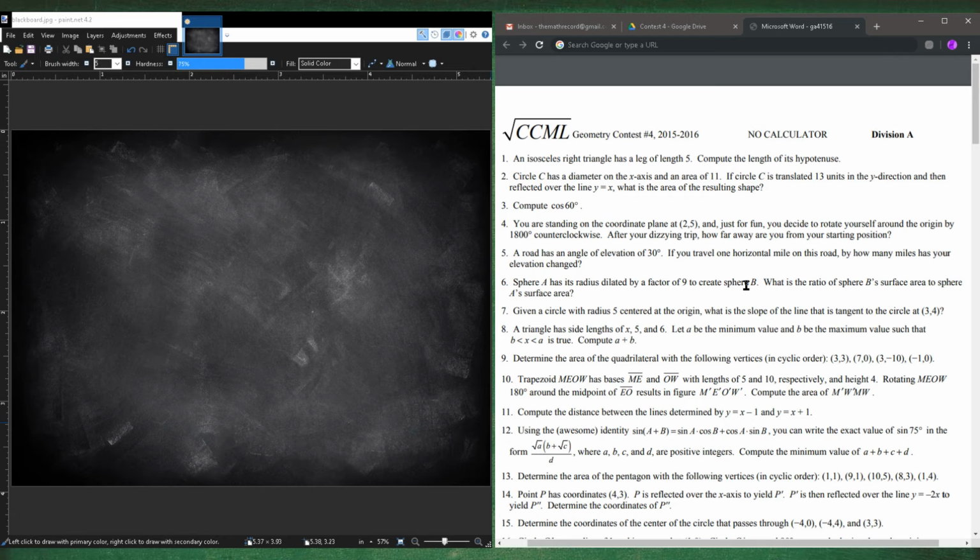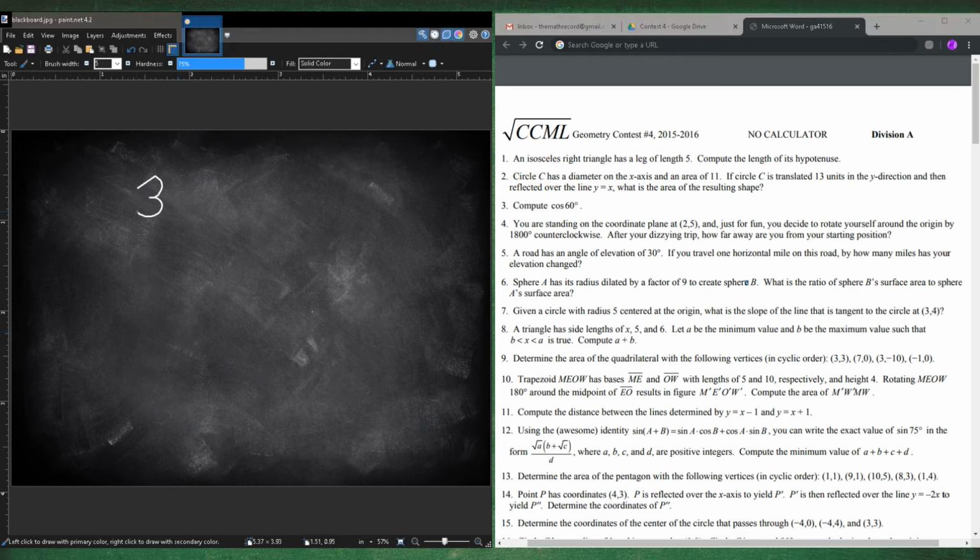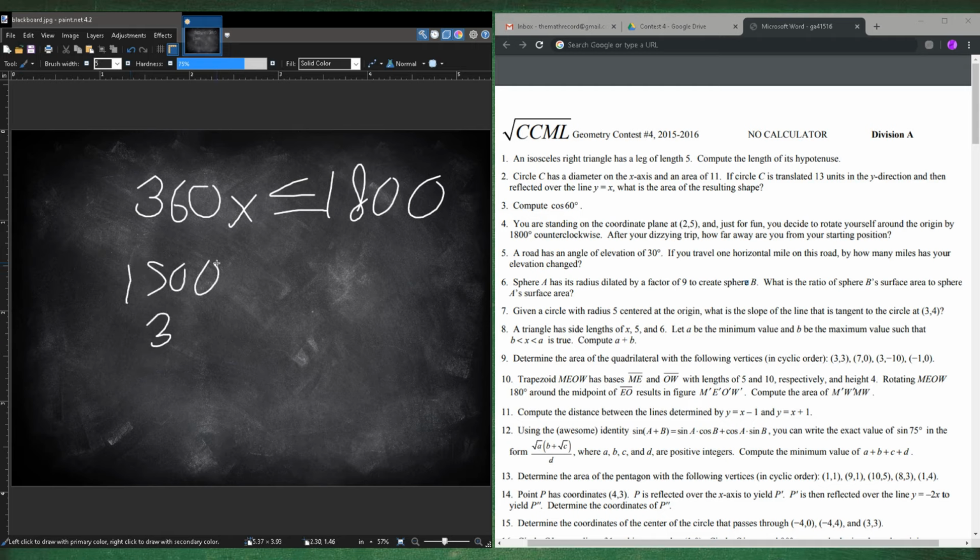You're standing on the coordinate plane at (2, 5), and just for fun, you decide to rotate yourself around the origin by 1,800 degrees counterclockwise. After your dizzy trip, how far are you from the starting position? We need to know how many times you're rotating around, because 360 is a whole circle. So what multiple of 360 is less than or equal to 1,800? If x is equal to 5, that's 1,500 plus 300, so that's 1,800. So you basically just made a circle 5 times.